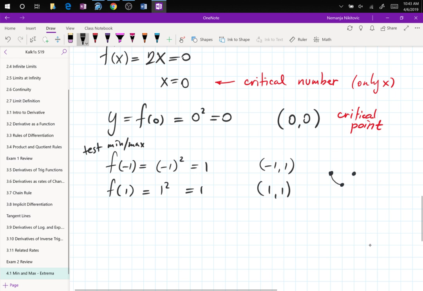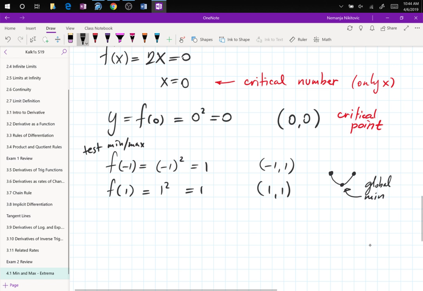We know that the graph goes through this. So it's clearly a minimum, because the y value is lower than the two values that we calculated to the left and to the right. So it has to be a minimum. And that should make sense. So we say it's a global or absolute minimum.